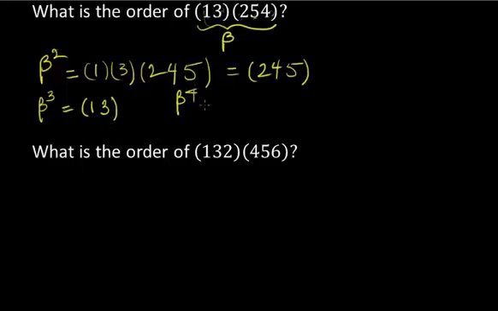Beta to the 4th, go back to beta. If you raise a 2-cycle to the 4th power, it's going to disappear again. And this one will just come back. So we have 2, 5, 4. Beta to the 4th is just this 3-cycle. You can multiply them out and check this for yourself.